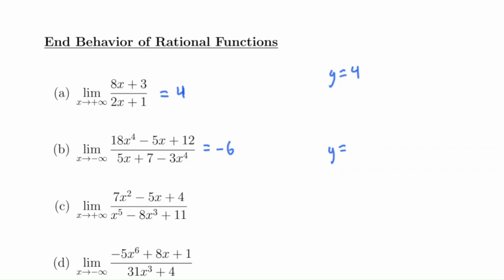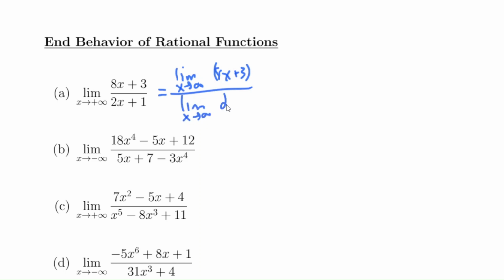If you actually wanted to look at it kind of the long way, how would you do this? Well, the way to figure this out with the theorems is, first of all, can you do limit of the quotient equals quotient of the limits? So would I be allowed to do limit as x approaches infinity of 8x plus 3 divided by limit as x approaches infinity of 2x plus 1? Okay, would I be allowed to do that?